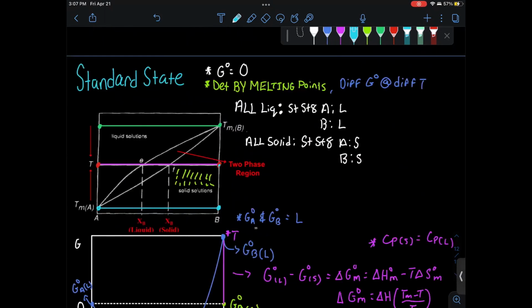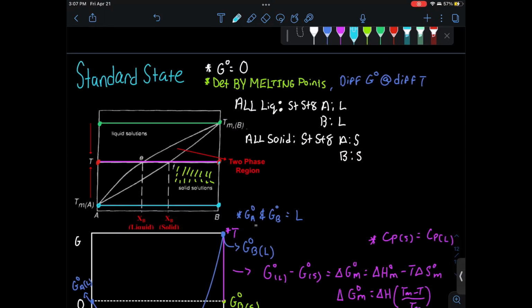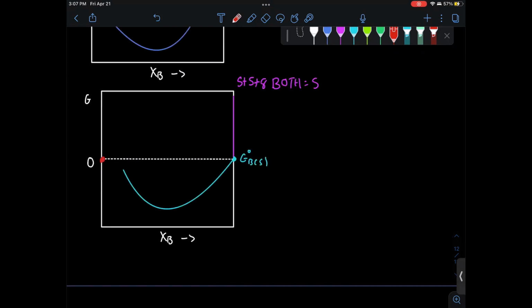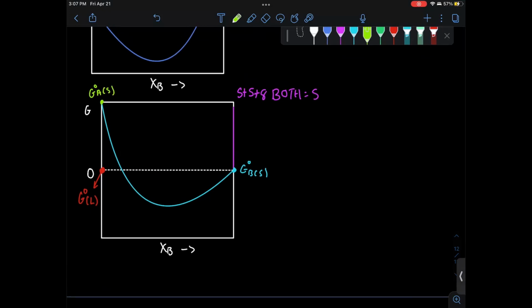Okay, my Gibbs free energy is going to decrease. But what's my A at this temperature? Well, my A is a liquid. So the Gibbs free energy is going to be 0 when my standard state is a liquid. What does this mean? Well, I'm going to have to add some energy to make it a solid. The Gibbs free energy, standard state for A as a solid, is up there.